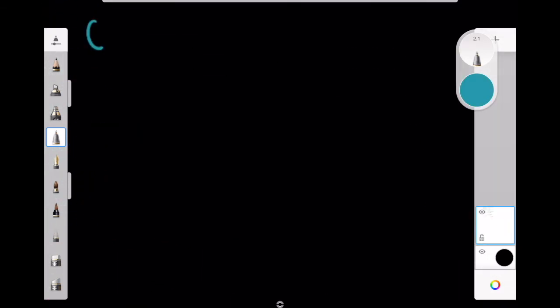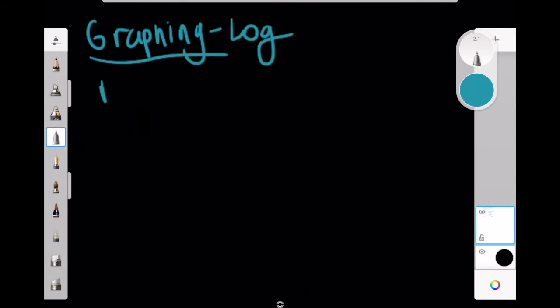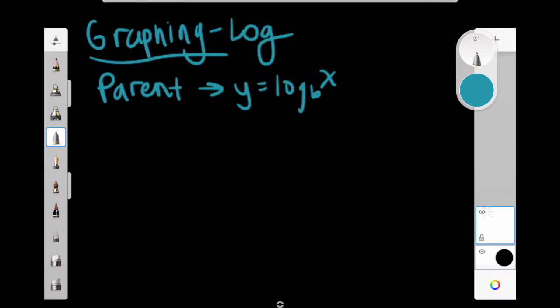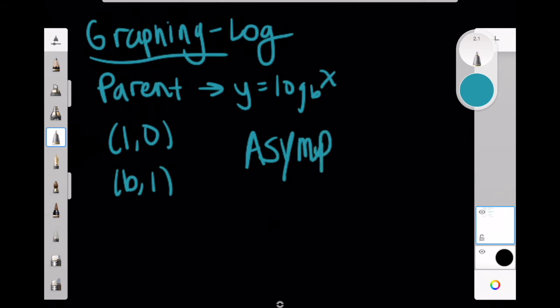So next we're going to be talking about graphing logs. So once more, the parent function is now y equals log base b of x. So the 2 points are now (1, 0) and (b, 1). And remember, once more, asymptotes. So the b, as you can see, is the same as in the equation.